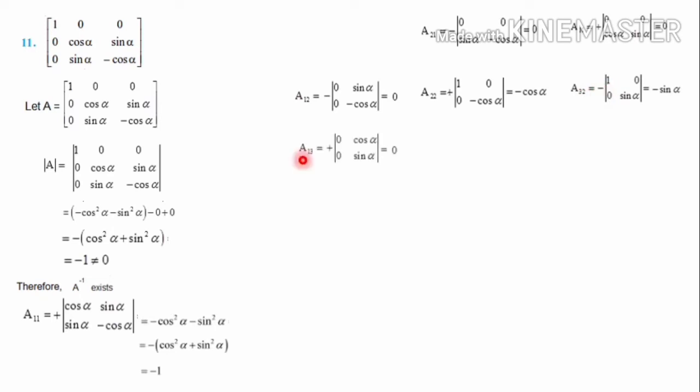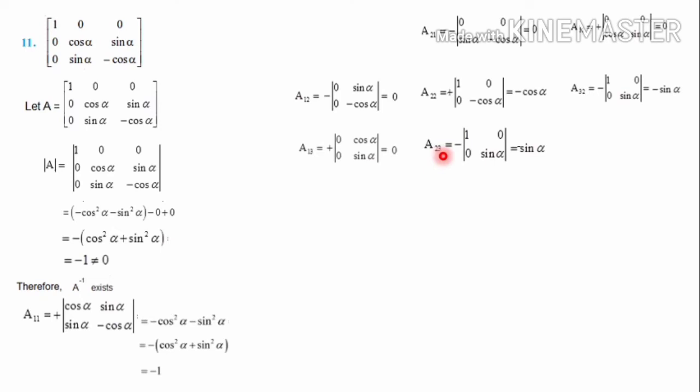Next is the A13 cofactor, that is first row third element. The first row third element is 0. That particular row and column are eliminated. 0, cos alpha, 0, sin alpha. It is written here. When you go for calculation, you will get 0 as the answer.